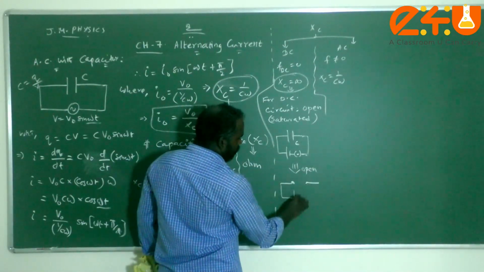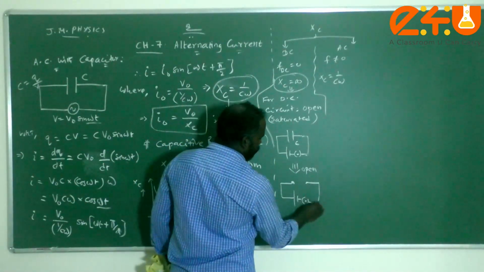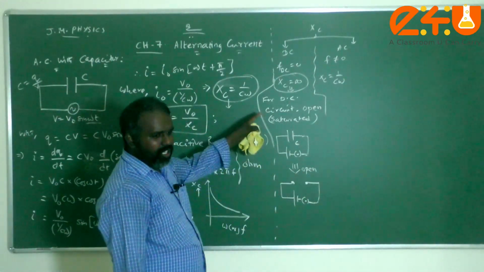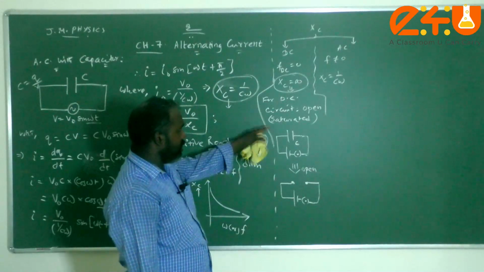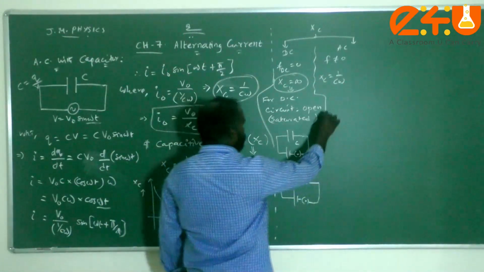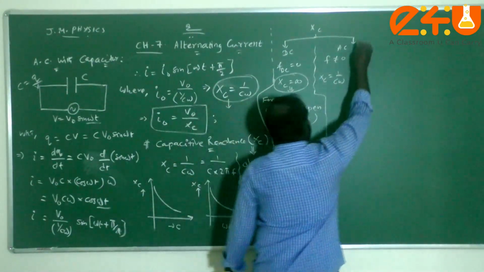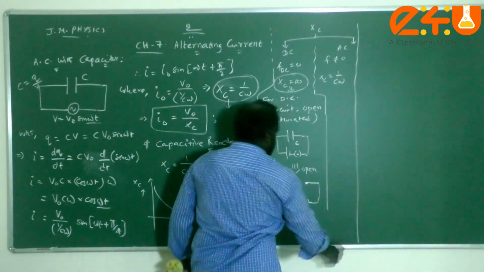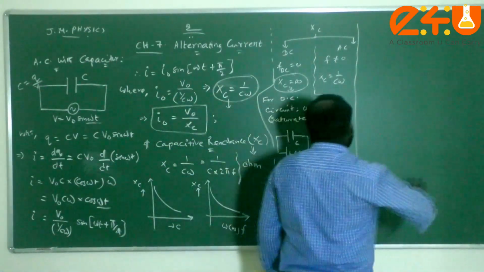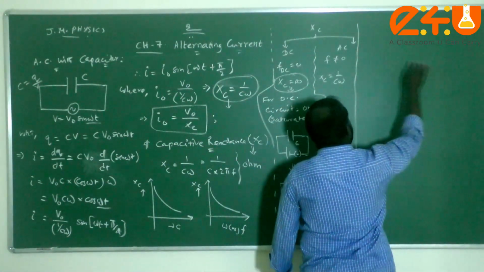There is no flow of current in the open circuit. We know very well that. So that is the main result that we are getting in the case of DC, as to how the reactance value will vary with respect to DC current or voltages. Okay students, so this is the information about capacitive reactance.